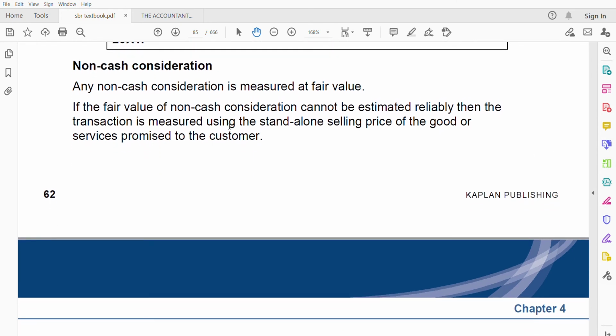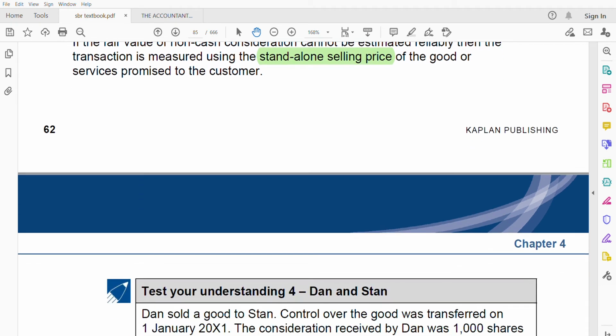Non-cash consideration is measured at fair value. If the fair value of non-cash consideration cannot be estimated reliably, then the transaction is measured using the standalone selling price of the good or service promised to the customer. How do you measure the transaction? Whatever is the standalone selling price of the good or service promised to the customer. That price only you take for a non-cash transaction.